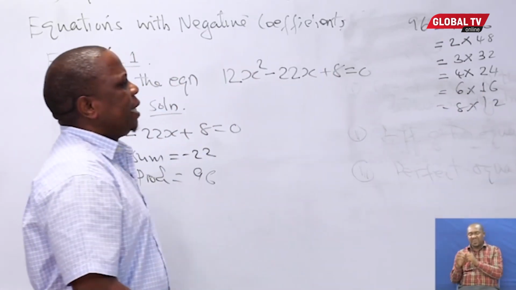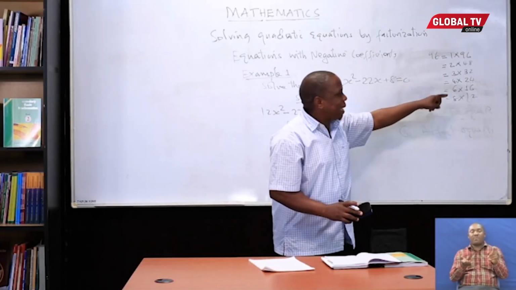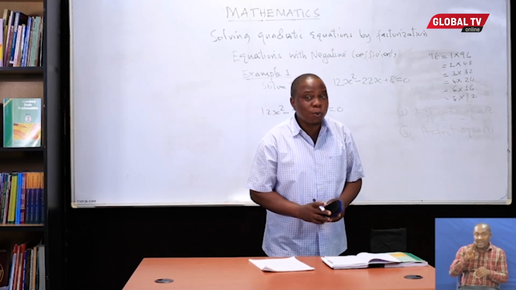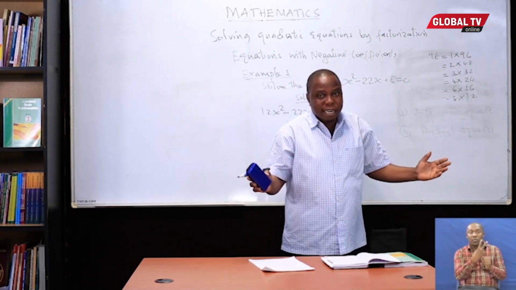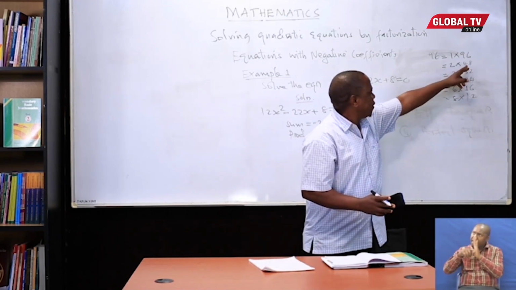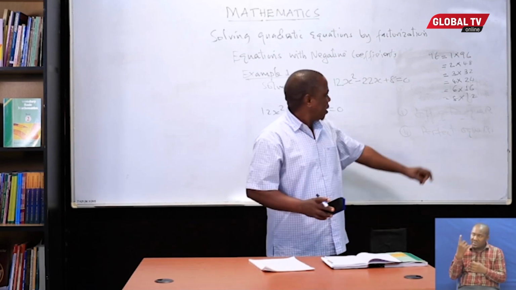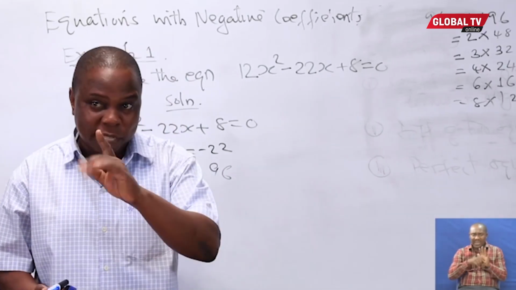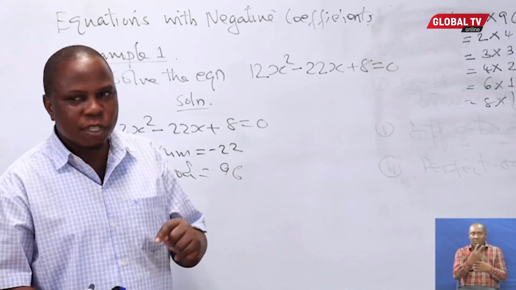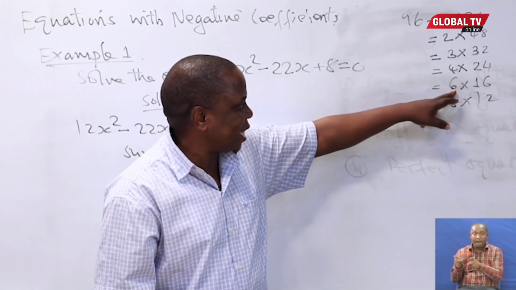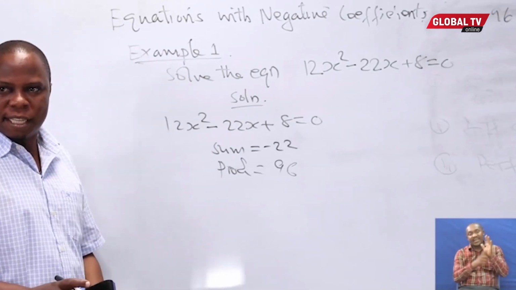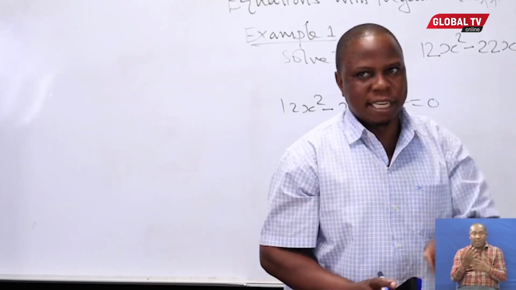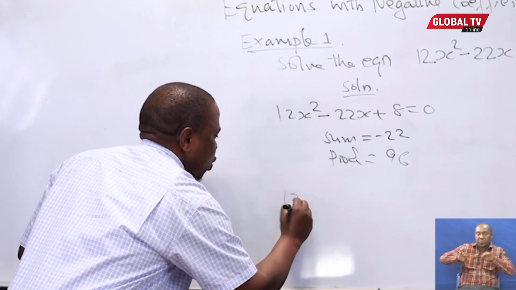I think these are the numbers whose product is 96. But out of these, there is only one pair whose sum can give us 22. 2 and 48, in whatever case, cannot give us 22. 3 and 32, even by making one of them or both negative, cannot give us 22. The only pair which can give us 22 is 6 and 16. And because the product should be positive, both numbers should be negative. How do I split the middle term? That will be 12x squared.